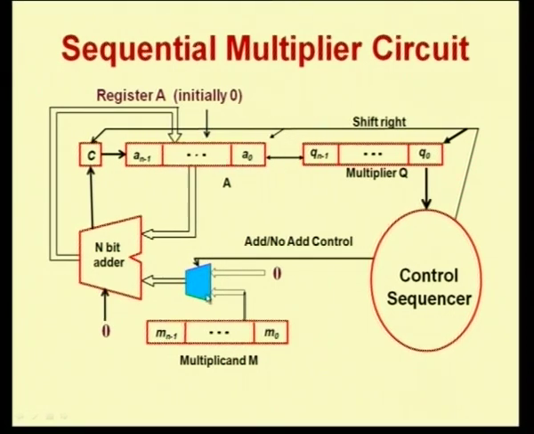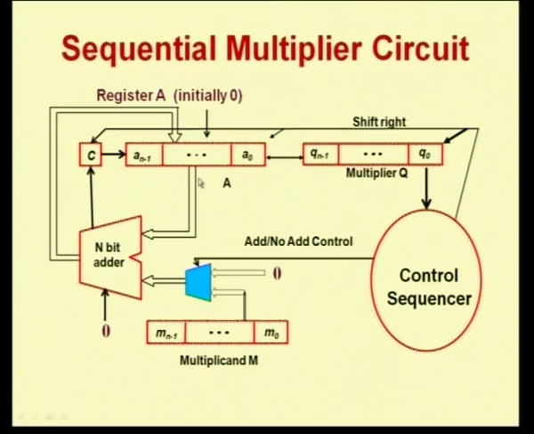And this multiplexer will be controlled by the control sequencer depending on the multiplier bit which is coming in from here. Okay, so either 0 or the multiplicand will go over here and the partial product will come from this register, and this n bit adder will add these two values, and that will be stored back as the partial product here to be used for the next step. This is for the first step.